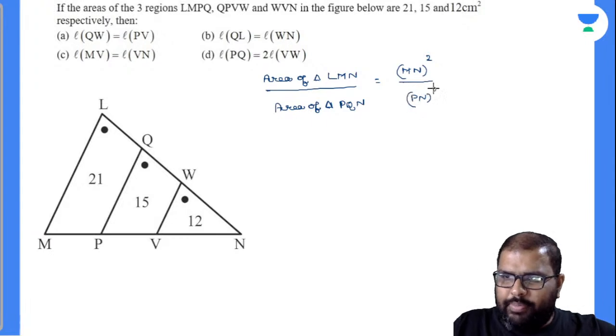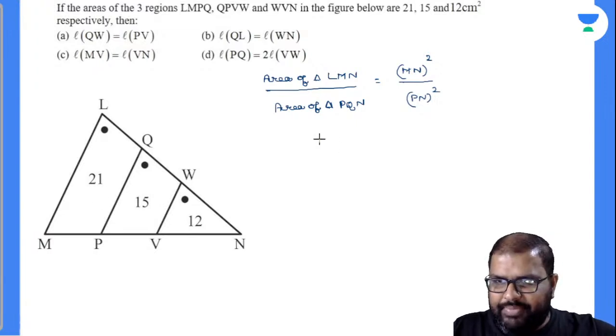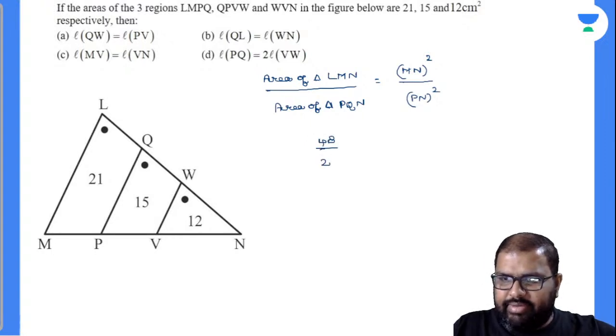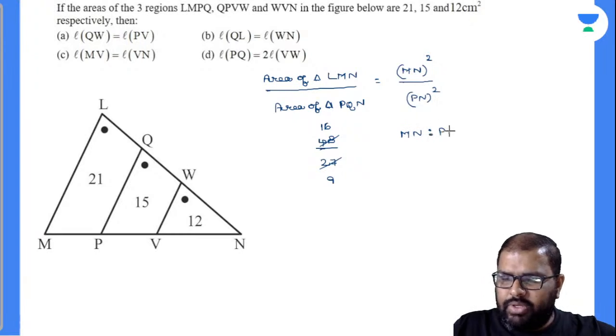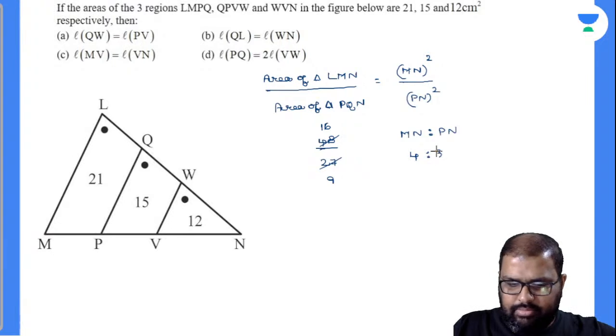So those who know this property can solve this question very, very easily. Area of triangle LMN is 20 plus 15, 35. 35 plus 12, 47, 48. Totally 48 divided by the PQN value, which is 27. So 48 by 27, 3 9s are 27, 3 16s are 48. So automatically the MN to PN value is nothing but equal to 4 is to 3. I can write down this one.